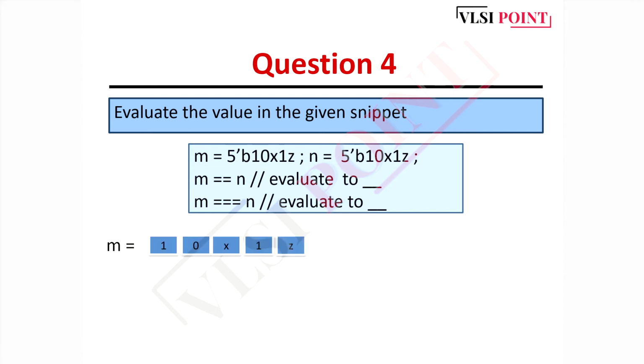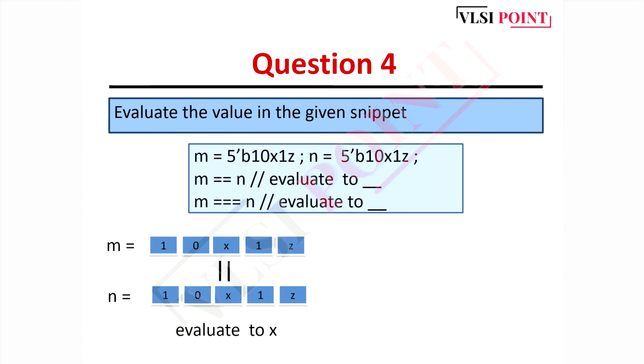So in the first case, you have to check whether M is equal to N or not. There is normal equality. So M is 10x1z and N is 10x1z. Since both the values are the same, but this equality operator cannot consider x and z values, and because of that the answer will be unknown only.